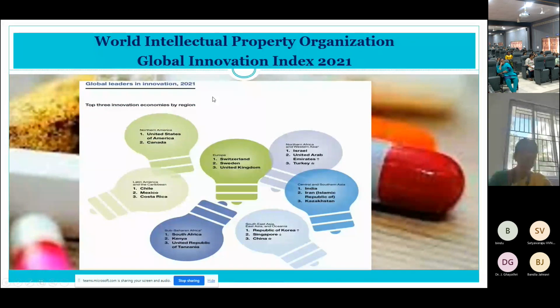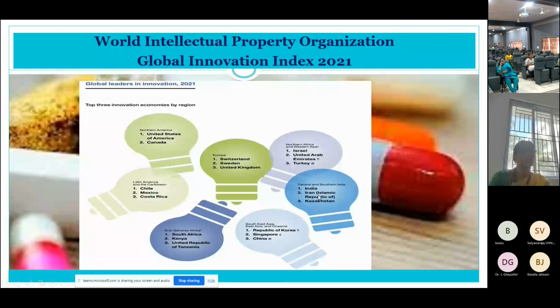So this is the Global Innovation Index of 2021, sorry, 2022. World Intellectual Property Organization released this. Here, this is category wise, that is region wise list. In this, we are coming under Central and Southern Asia. In this, our India stands first. In the Central and Southern Asia, the global leaders in the innovations 2021, we are leading.